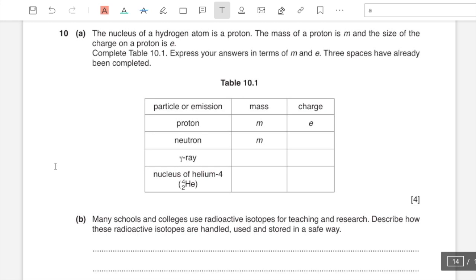Question number 10. A. The nucleus of a hydrogen atom is a proton. The mass of a proton is m, and the size of charge on a proton is e. Complete table 10.1. Express your answer in terms of m and e. 3 spaces have already been completed. Alright, so we have particles or emissions, mass, and their charges. Proton has a mass of m and neutron has an equal mass. It does not, however, have any charge, so that is going to be 0. It does not have mass either, nor does it have any charge.